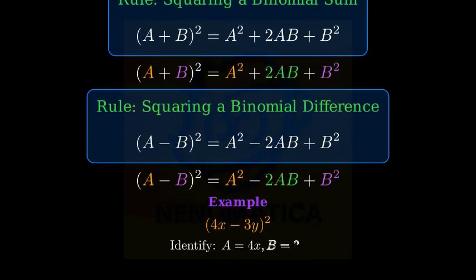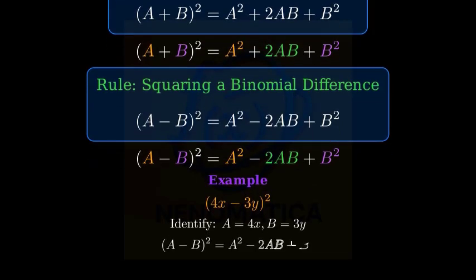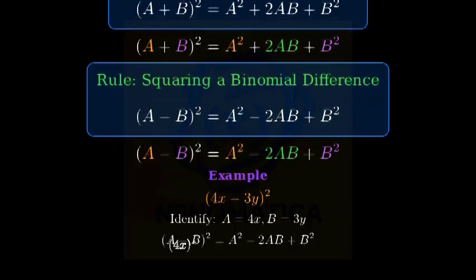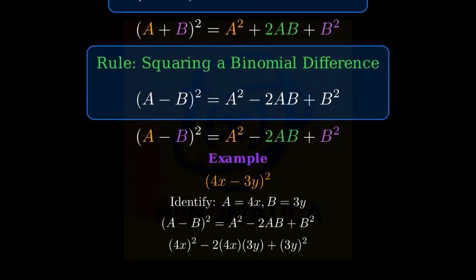First, we need to identify our terms. In this case, a is 4x and b is 3y. Now we apply our formula, a squared minus 2ab plus b squared. Let's substitute our values. A squared is (4x) squared. 2ab is 2 times 4x times 3y, which is 24xy. b squared is (3y) squared.